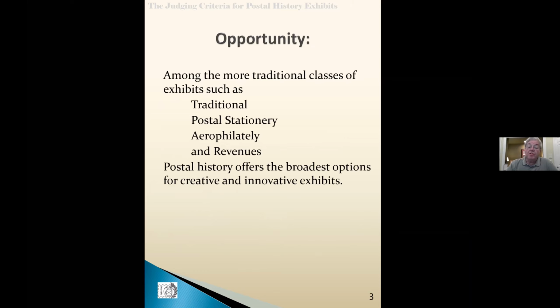Among the more traditional classes of exhibits, such as traditional, postal stationery, aerophilately, and revenues, postal history offers the broadest options for creative and innovative exhibits. This is important. This is probably the reason why we see a lot more postal history exhibits today than we did in the past.